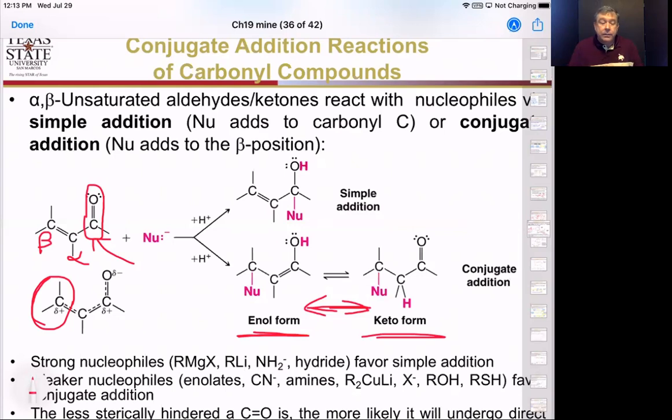But then it rearranges. See where the proton was added up here, but then because of the enol-keto tautomerization, it moves the proton to here. So technically we did a 1,4 addition, but then rearranged to the more stable form. Okay.